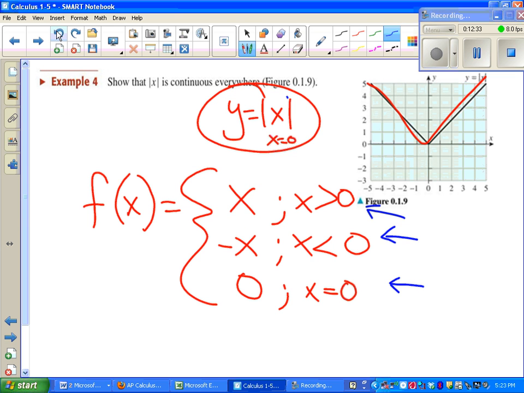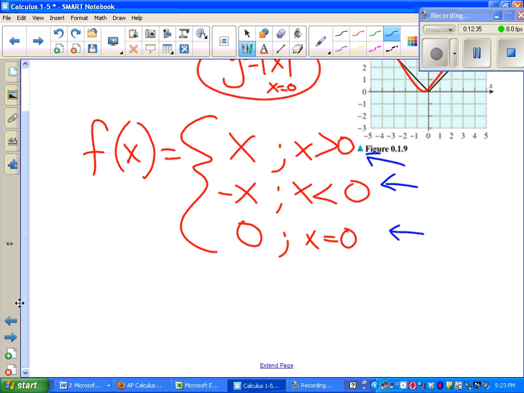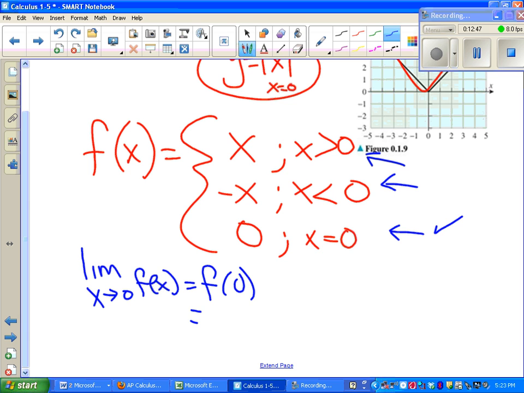Here's our piecewise function. Now let's examine the condition for continuous. We need the limit as x approaches 0 to equal f of 0. F of 0 is the easy part. We get it from line 3. It's equal to 0. Limit as x approaches 0, a little harder. We have to look at the left and the right. When I'm looking at the right, that's this top one, plug in 0, I get 0. When I look at the left, look at the second one down, plug in 0, still get 0. So my limit is 0.